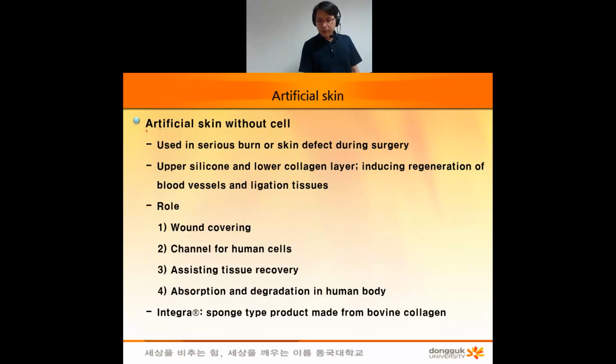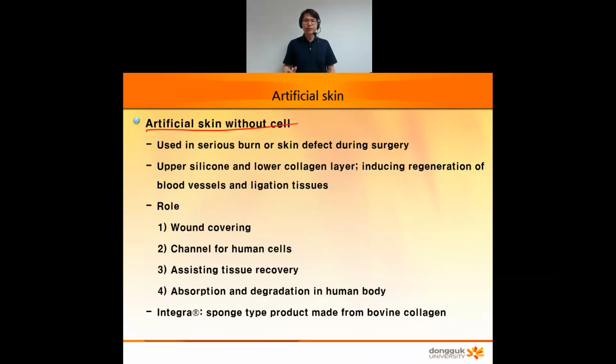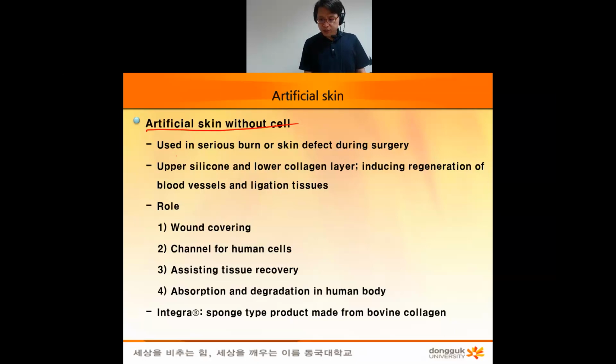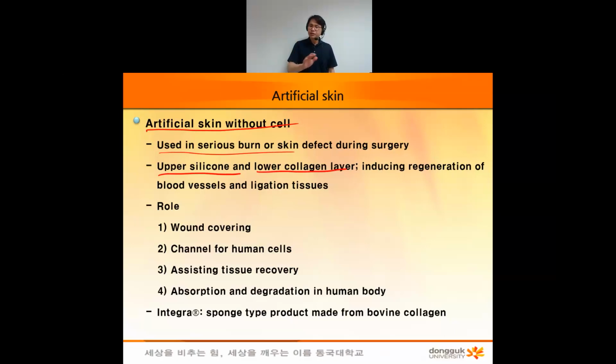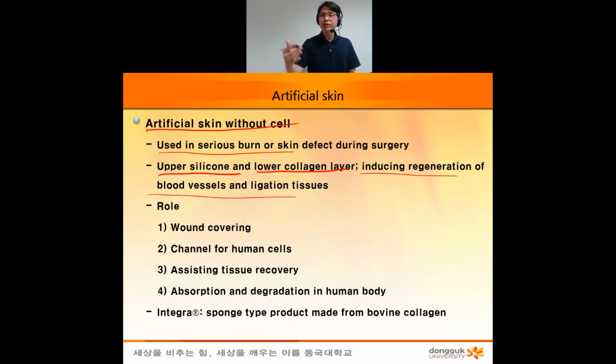And then let's think about artificial skin without cell. It is used in serious burn or skin defect during surgery. And it is made up of upper silicon layer and lower collagen layer. Here there's no cell, but there exists collagen, the natural polymer. The outer part is made by silicon. It induces regeneration of blood vessels and ligation tissues.